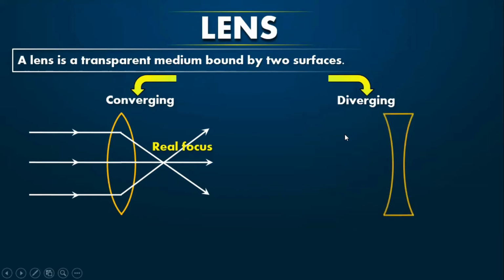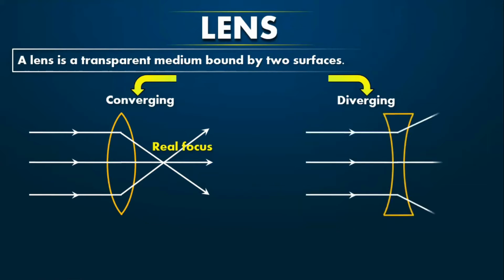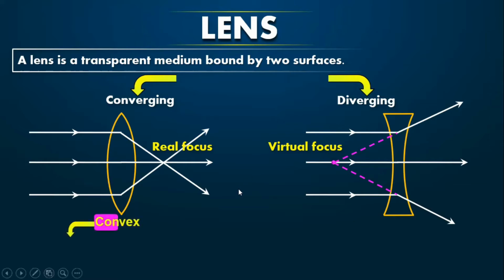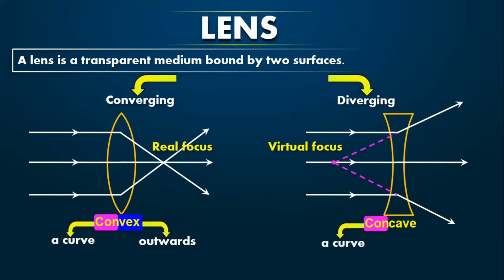Next is your diverging lens. Again, the rays of light come and then immediately separate. Here the focus is a virtual focus, which is not actually present. That's why it's called virtual focus. Such a converging lens is called a convex lens. In simple terms, we can call the convex lens a curve that is bulging outwards. And a diverging lens is called a concave lens, which is again a curve, but it is curving inwards.